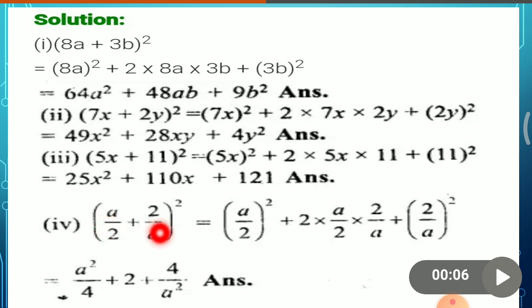Next is a by 2 plus 2 by a whole square. You solve it. A by 2 whole square, plus 2 multiplied by a by 2 multiplied by 2 by a, plus 2 by a whole square. A square by 4, plus 2 and 2 cancel, so 2, and 4 by a whole square. Okay guys, do all of you understand?